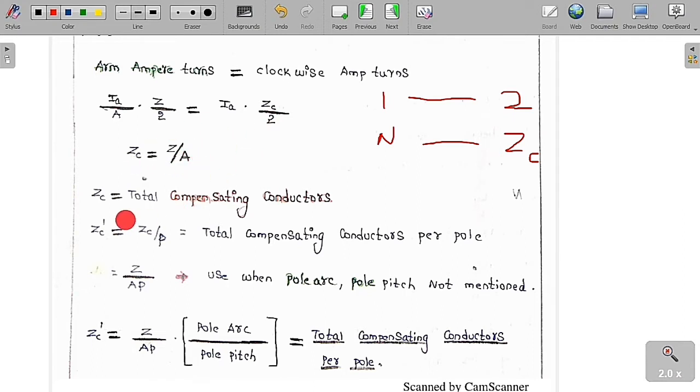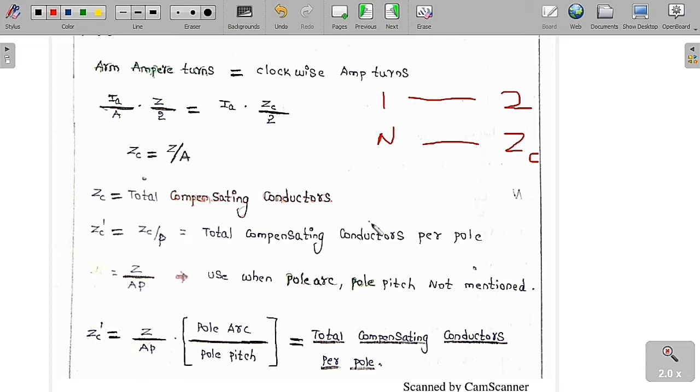Zc is called the total compensating conductors, and Zc dash is equal to Zc by P, which is total compensating conductors per pole, whereas Zc is equal to Z by A. Z by A into P is used when pole arc and pole pitch are not mentioned, but Zc dash is equal to Z by AP into pole arc by pole pitch. So finally, compensating winding is placed on the pole shoe, connected in series with the armature through brushes for the automatic cancellation or neutralization of the armature flux under the pole.